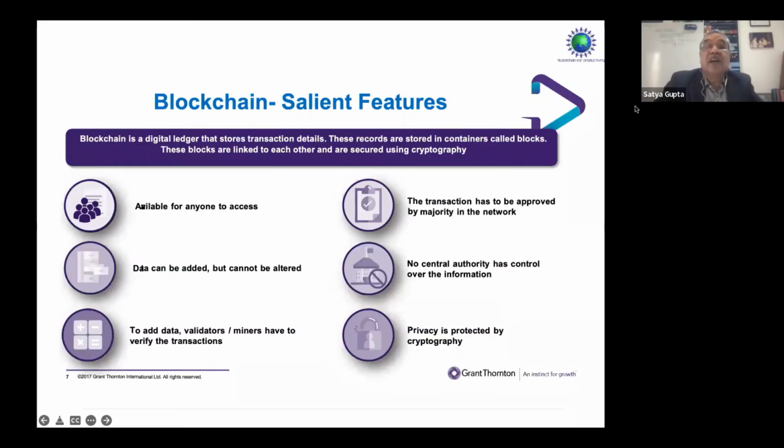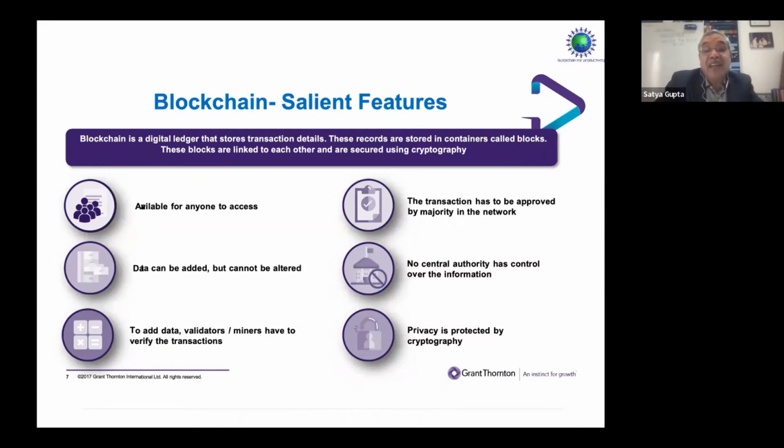So these are the advantages of using blockchain. Now we go further. Some of the salient features I can explain, you would have understood by now. Blockchain is a digital ledger that stores transaction details in what are called blocks. These records are stored in containers. Actually, those containers are called blocks. These blocks are linked to each other and secured using cryptography. So these 2-3 processes you have to know. After doing that, what happens? First of all, it is available for anyone to access, because when you're talking of a public blockchain, we will be concentrating on the public blockchain, that is the blockchain 1.0 kind of thing. So anybody has access. So the transparency comes.